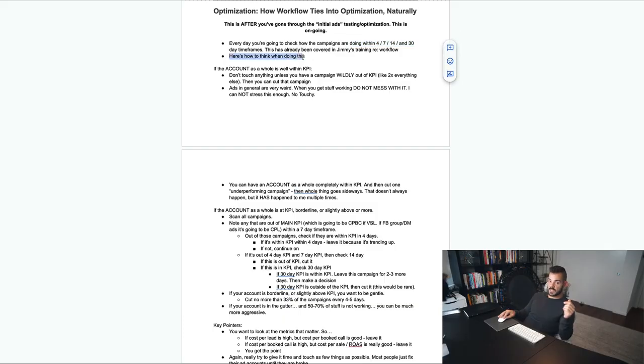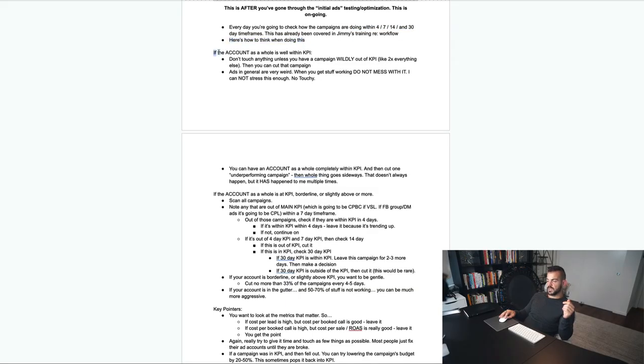So here's how to think about doing this, right? Here's how to think about if you cut stuff. If the account as a whole is well within KPI or under KPI or just doing really good, like you're happy with it, don't touch anything unless you have stuff that's wildly out of KPI. Like if your KPI is $300 per call and you have 4 campaigns running, 3 are getting $150 cost per booked call, so just crushing it. But then you have one doing 500. Yeah, just cut the one doing 500.